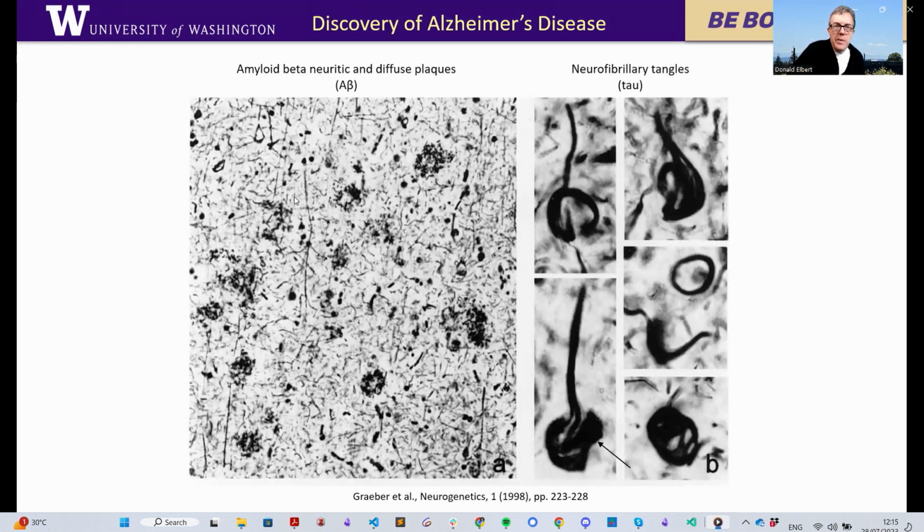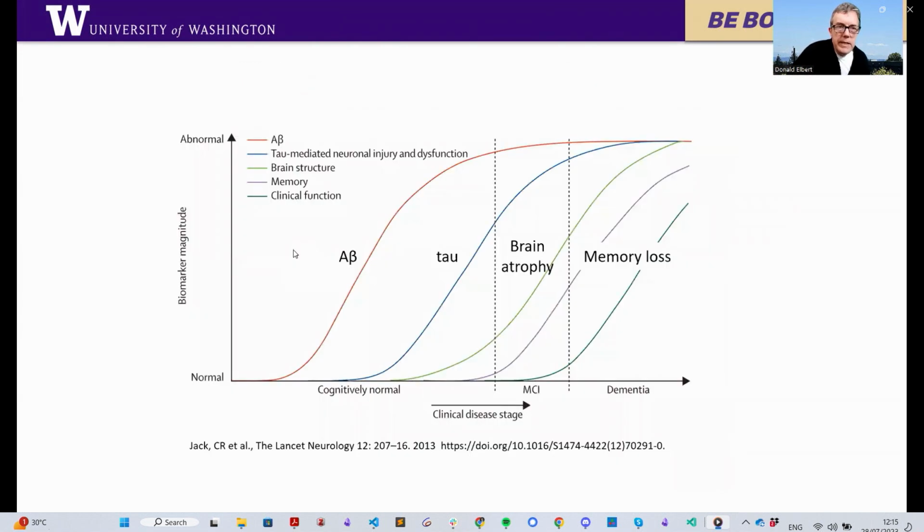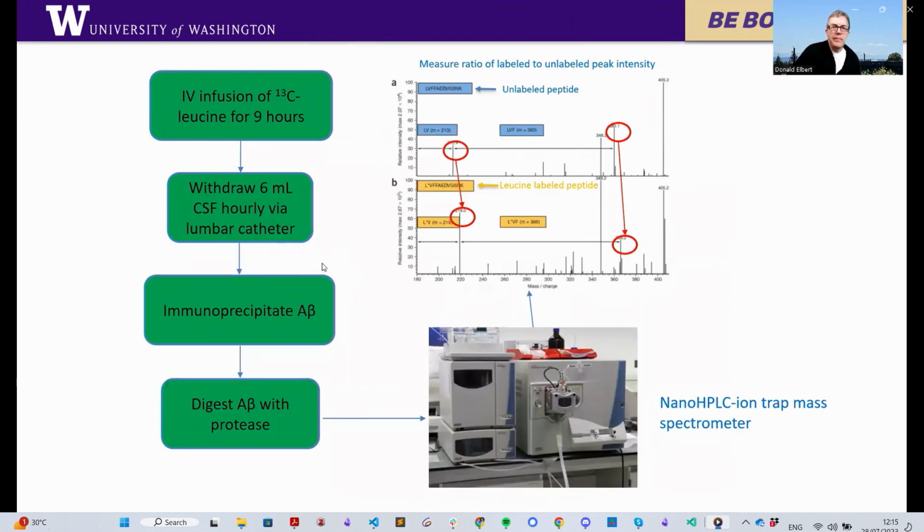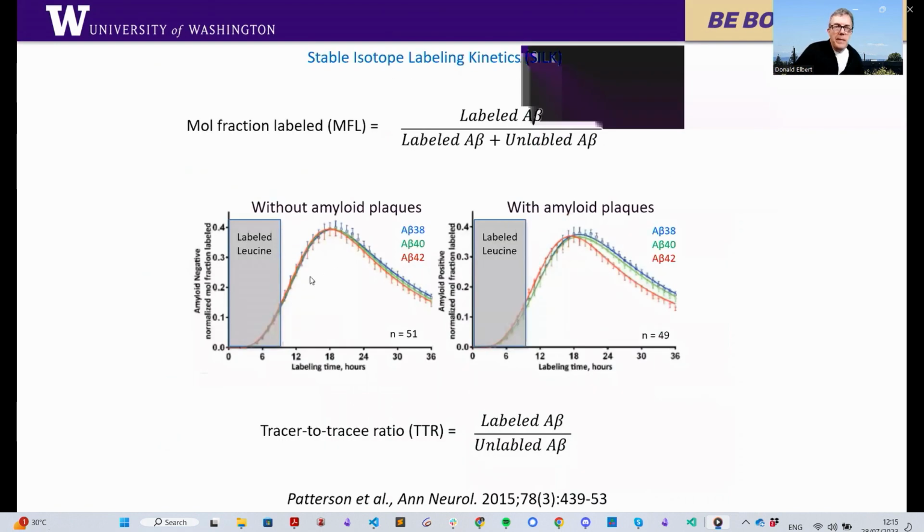In Alzheimer's disease, the formation of amyloid plaques, which are aggregates of the peptide A-beta-42, are the initiating factor. I don't have time to describe the biology there, but suffice it to say that the kinetics are important, and that using an isotope labeling strategy and sampling of CSF from the lumbar space every hour for 36 to 48 hours after a 9-hour labeling with isotope labeled amino acids is the approach that we took. It's a mass spec-based approach.